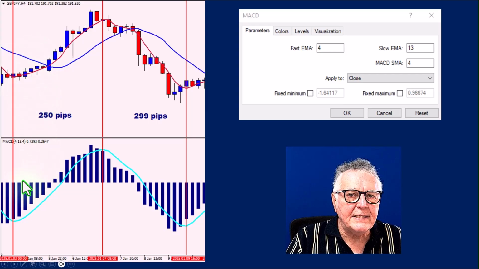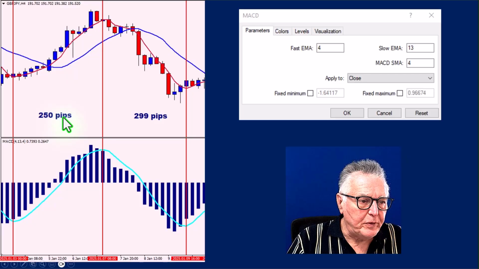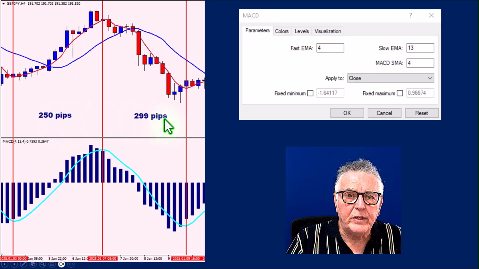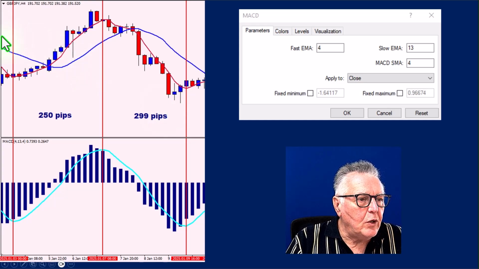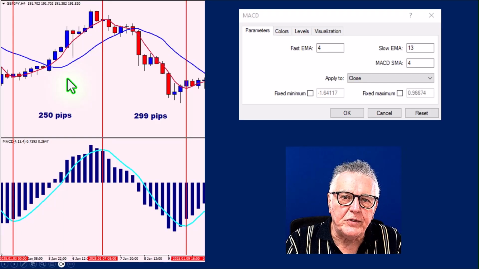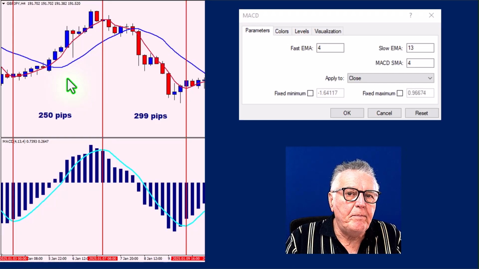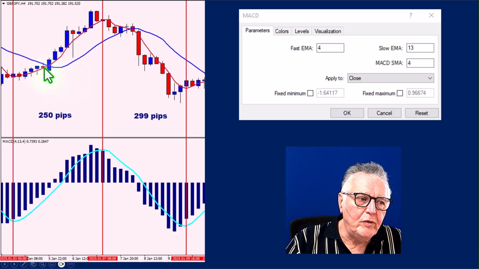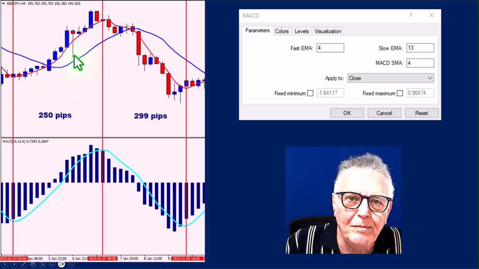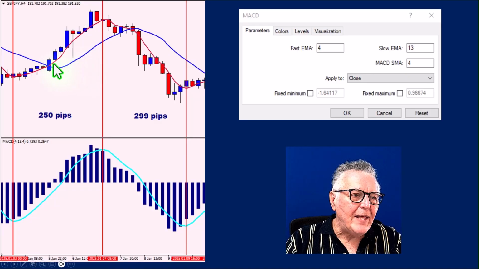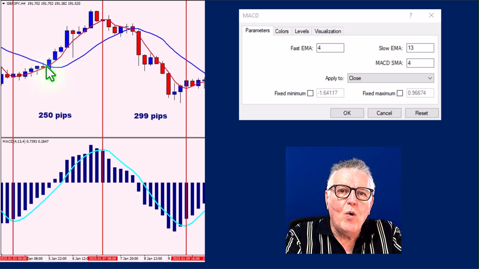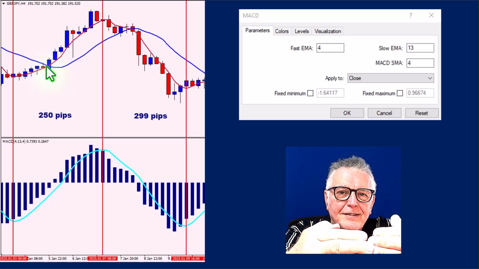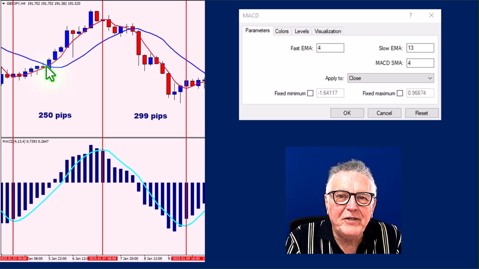And as you can see, the signals produced by the MACD have produced fantastic results. And we're going to have a look at a lot more than this. But I just want you to understand how the MACD is created. So what the MACD measures is the distance between the fast moving average and the slow moving average. And that distance can diverge or it can converge. And that's where the secret lies.